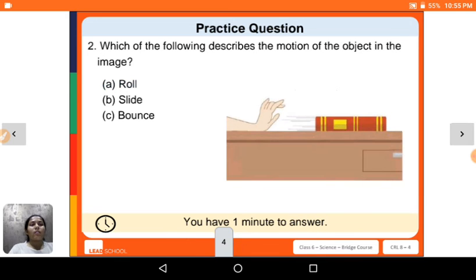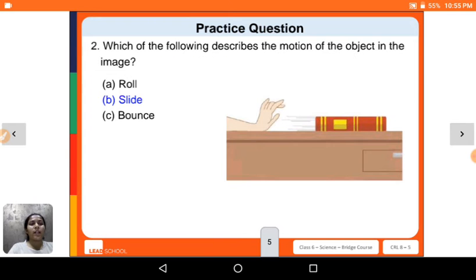Which of the following describes the motion of an object in an image? The book here we can see in the image is sliding. A book is pushed and made to slide. So here the motion is sliding.